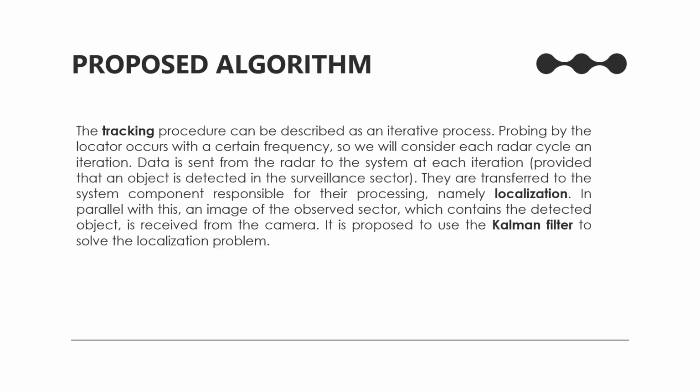Proposed algorithm. The tracking procedure can be described as an iterative process. Probing by the locator occurs with a certain frequency, so we will consider each radar cycle an iteration. Data is sent from the radar to the system at each iteration. They are transferred to the system component responsible for their processing, namely localization. In parallel with this, an image of the observed sector, which contains the detected object, is received from the camera. It is proposed to use a Kalman filter to solve the localization problem.